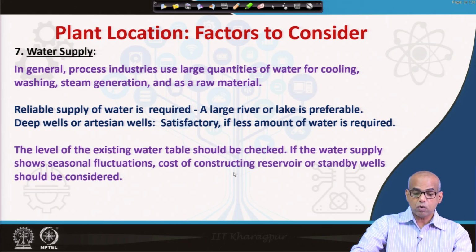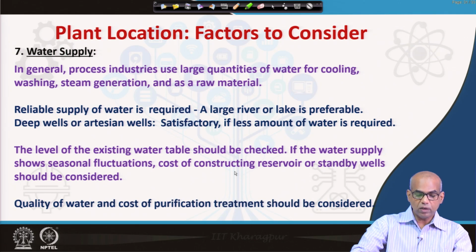The level of the existing water table should be checked. If the water supply shows seasonal fluctuations, cost of constructing reservoir or standby wells should be considered. Quality of water and cost of purification treatment should also be considered.